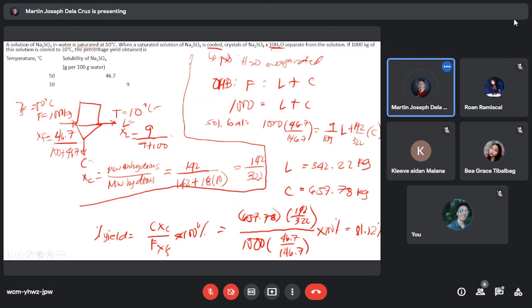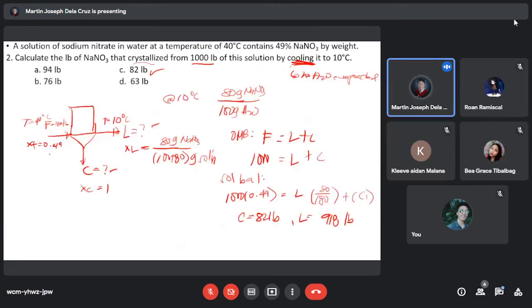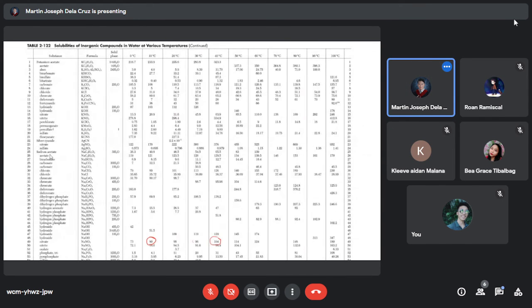So, I think this is enough OMB solute balance for you. Pina-remind ko lang sa inyo on how to get your XC and XL. So, your solubility table is in table 2-122 or it's page 2-126, I think. Take note class na it's grams solute over 100 grams water yun. Okay? So, hindi siya 100 grams solution. It's 100 grams water.